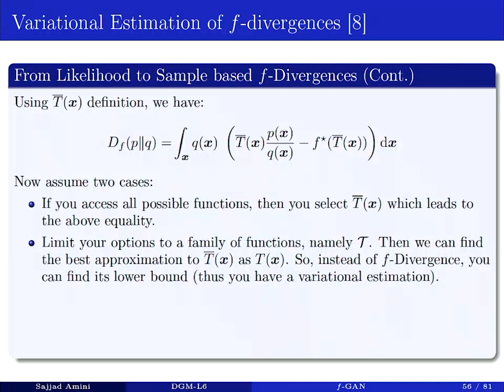Everything here is talking about the case that T is the best one, okay? Assume that T is the best one. T is the best discriminator. We cannot call it discriminator, but we can connect it to discriminator. T is the best option, okay? Which T are we talking about?